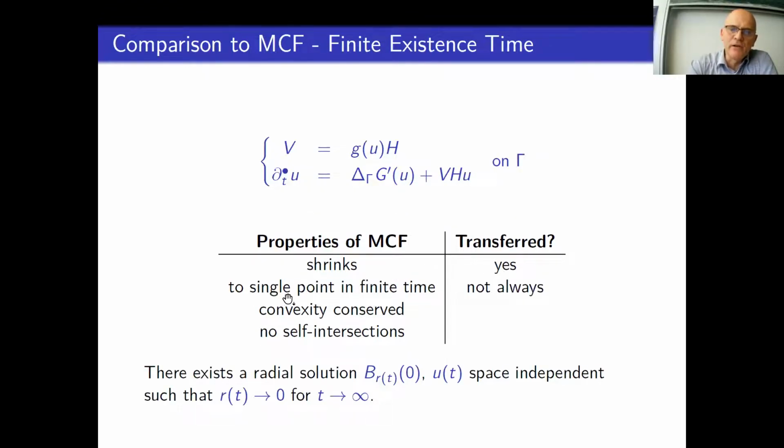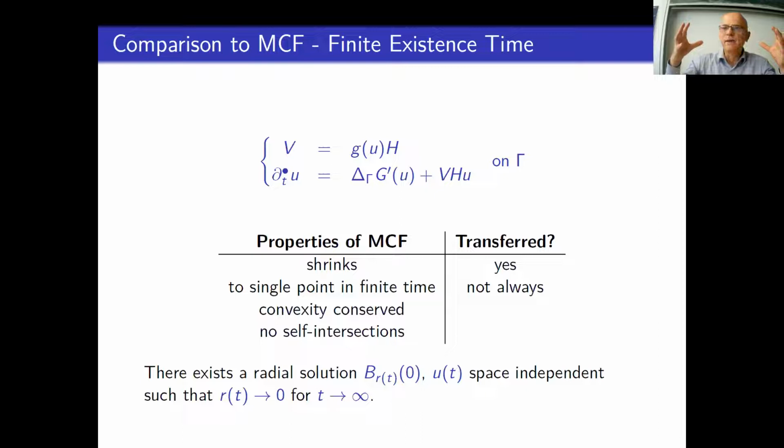Let's think of single convex surfaces. For the mean curvature flow, they would shrink to a single point, or let's say they would converge to something which encloses zero volume. Yeah, and this is not transferred to this new flow. Depending on this function g, of course, you can show that there exists a radial solution, r of t.